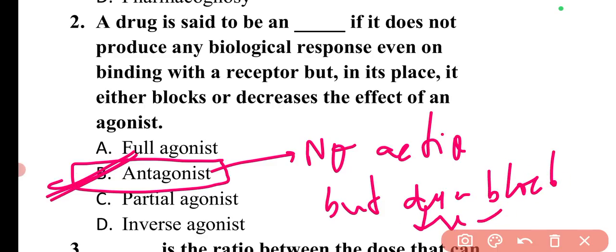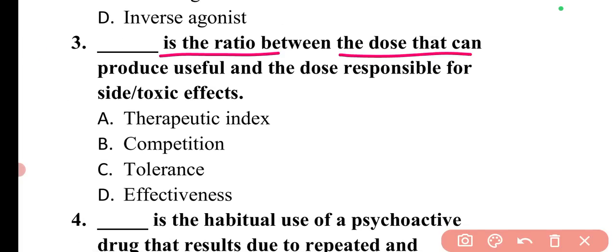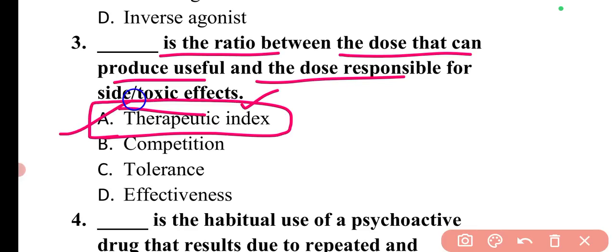So these are the antagonists. Then next question is, dash is the ratio between the dose that can produce useful effects and the dose responsible for side or toxic effects. So this is the therapeutic index. So here option A will be the correct answer.